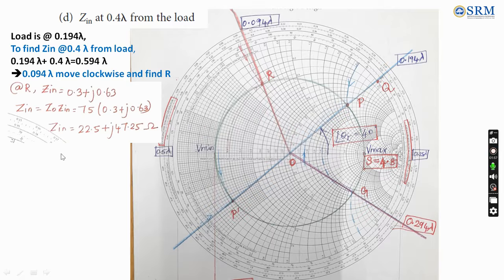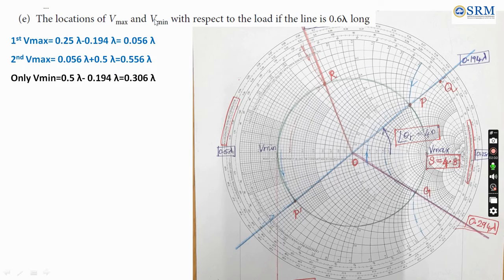The next question they have asked is to find the locations of Vmax and Vmin. With respect to load, if the line is 0.6 lambda, okay, previously it was 0.4 lambda. So now if the length of the transmission line is 0.6 lambda, we have to find what the voltage max and minimum locations are. So if you could see here, the load is available at 0.194. If we add 0.6 lambda to it, what happens? It will come to 0.794 lambda.